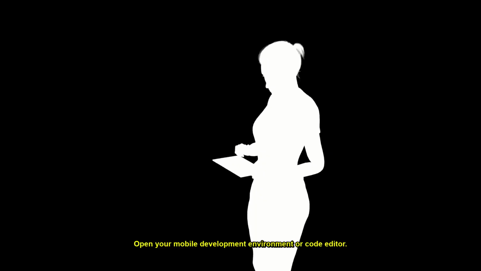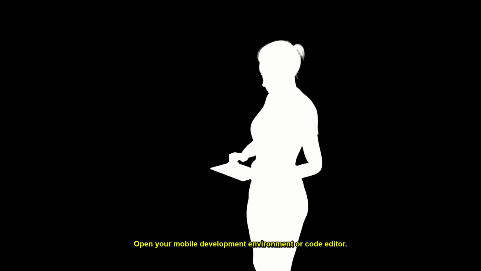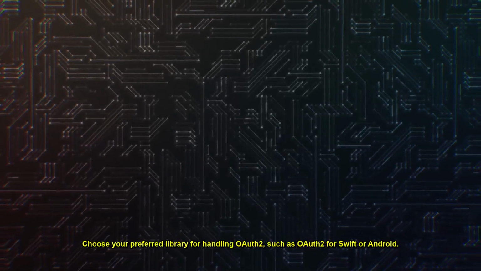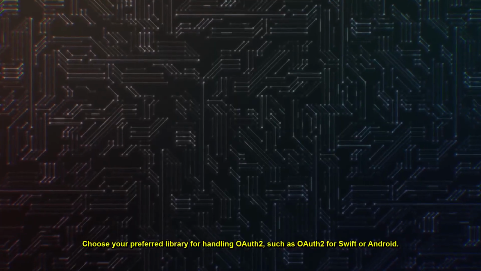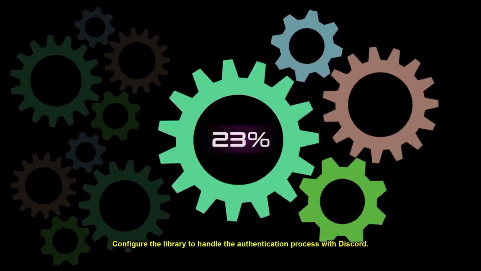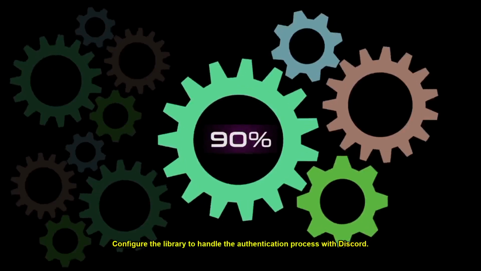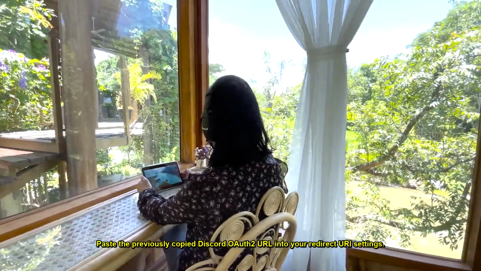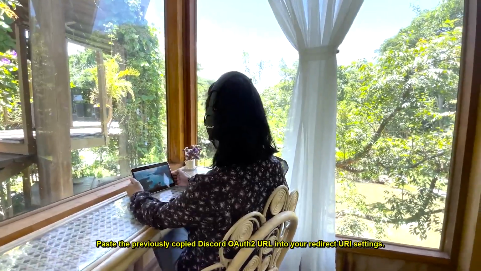Open your mobile development environment or code editor. Choose your preferred library for handling OAuth 2, such as OAuth 2 for Swift or Android. Configure the library to handle the authentication process with Discord. Paste the previously copied Discord OAuth 2 URL into your redirect URI settings.